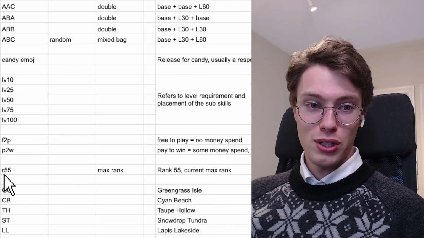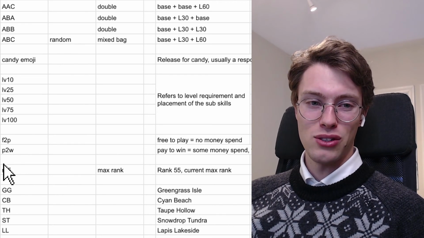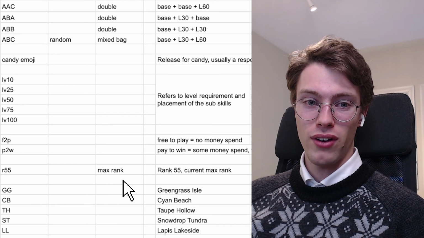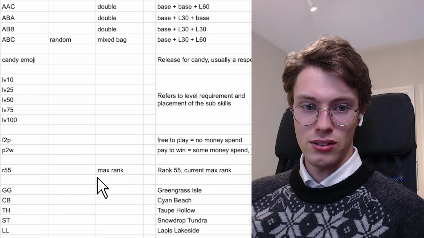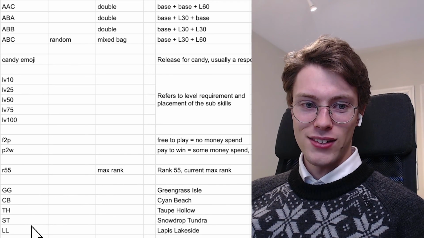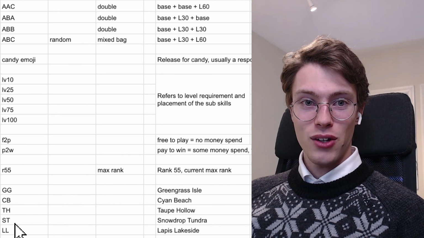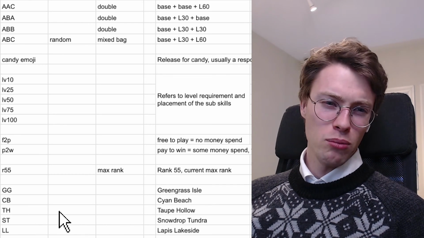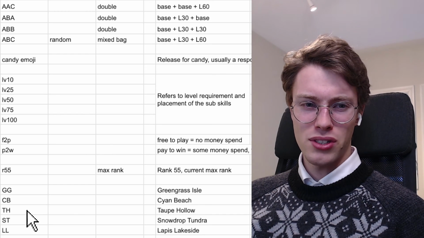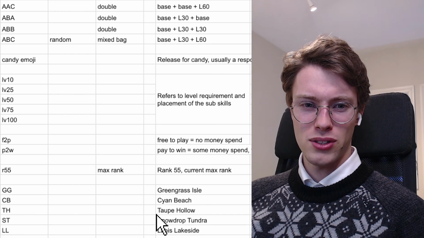The small L, wow, so Japanese mode right now. The big or the small R is just rank. So R55 is the current max rank, so it's synonymous with max rank. And then some of these as well. ST, skill trigger. Oops, no, that was Snowdrop Tundra. TH, almost HS, which is helping speed, but no, it's top hollow.